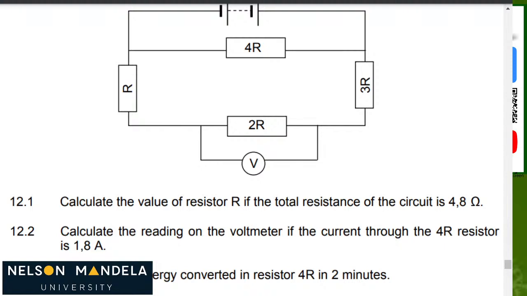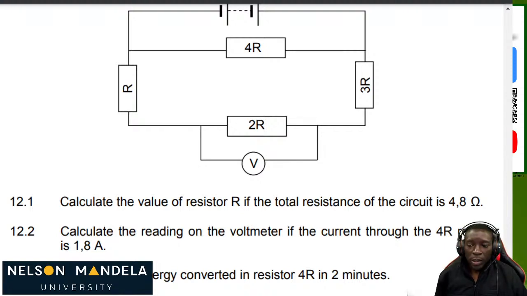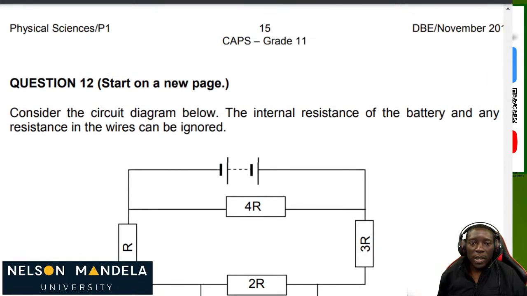So the first question reads: calculate the value of resistor R if the total resistance of the circuit is 4.8 ohms. So we have a circuit diagram here. Consider the circuit diagram below. The internal resistance of the battery and any resistance in the wires can be ignored. So that makes the setup very simple.